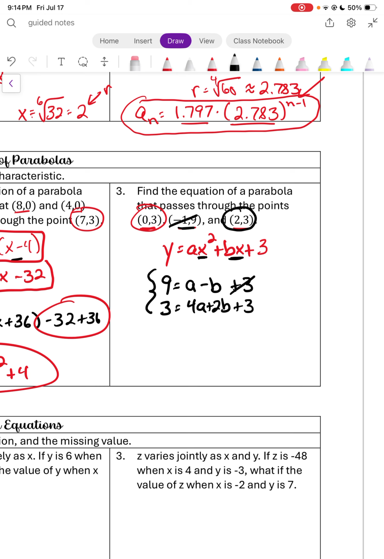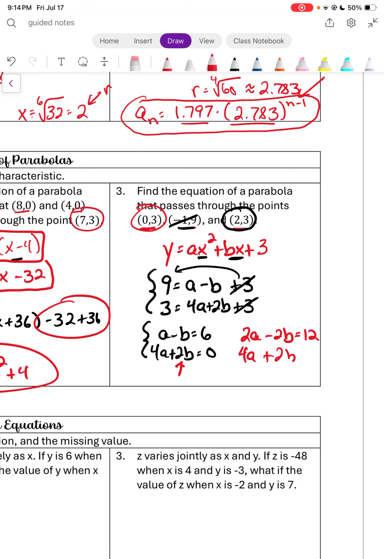I'm actually going to take this plus 3 in both of these and move it to the other side and rewrite this system. That's going to give you a minus b on the first one equals 6. The second one's going to give you 4a plus 2b equals 0. You can solve systems by substitution or elimination. Since this one's lined up already, I think it'd be perfect for elimination. So I'm going to try to get my b's to eliminate. I'm going to multiply my first equation by 2. 2a minus 2b equals 12. 4a plus 2b equals 0, and that's the reason that I did that.